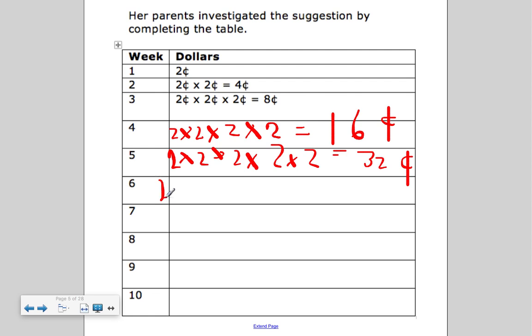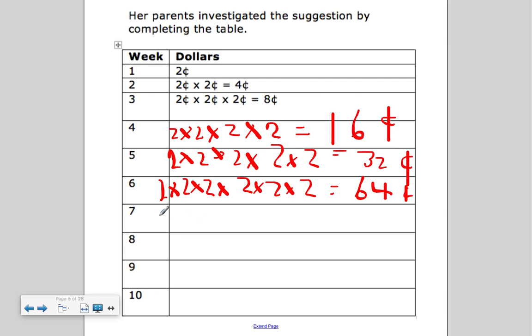Week 6, she gets 2 cents the first week. We double that the second week. We double that the third week. We double that the fourth week. We double that the fifth week. Now we double it the sixth week. So if we double that, let's see. 2 times 2 is 4, times 2 is 8, times 2 is 16, times 2, 32, times 2 is 64 cents. Now this is a sweet deal.